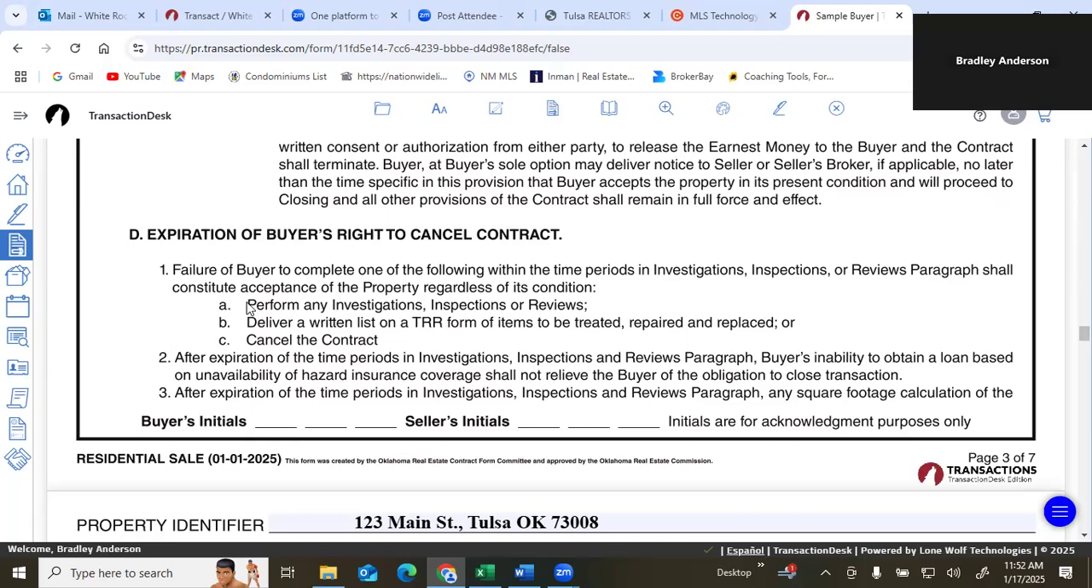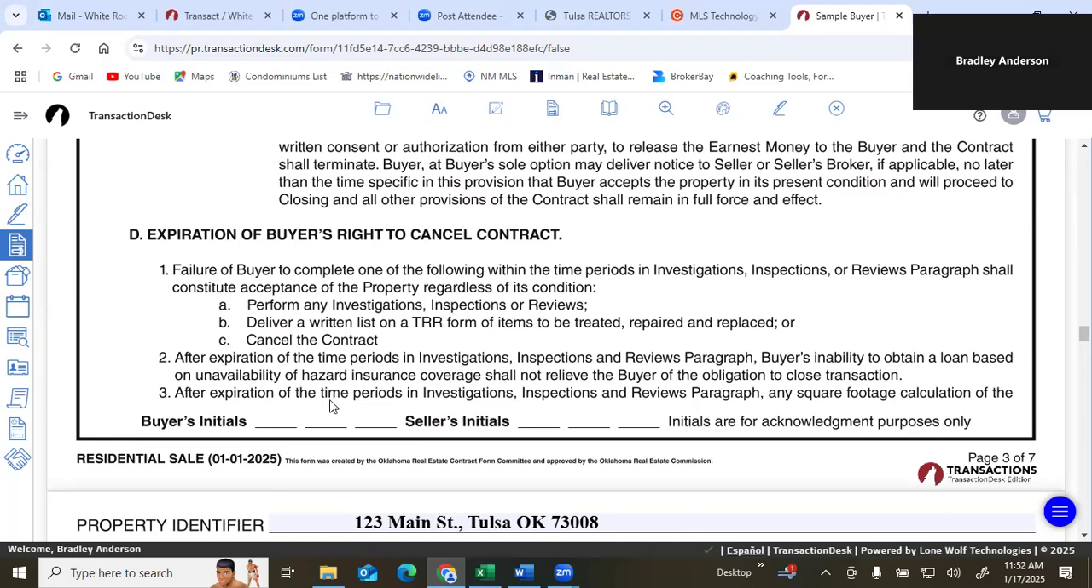All right. So further explaining paragraph D, after expiration of the time periods in investigations, inspections, and reviews paragraph, buyer's inability to obtain a loan based on not being able to get insurance does not relieve the buyer from closing. That's an important one. So if the buyer can't get the loan, that's one thing. But if the buyer can get a loan, but they can't get insurance coverage, too bad. They have to close.